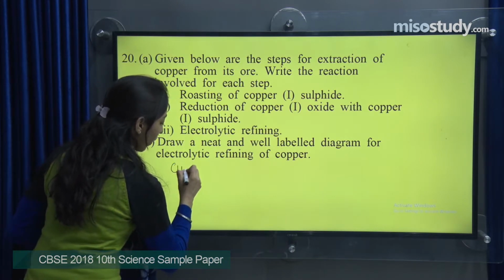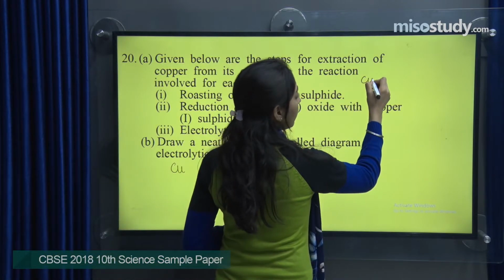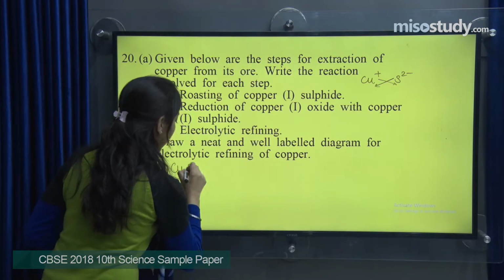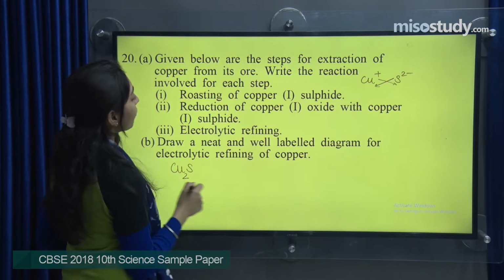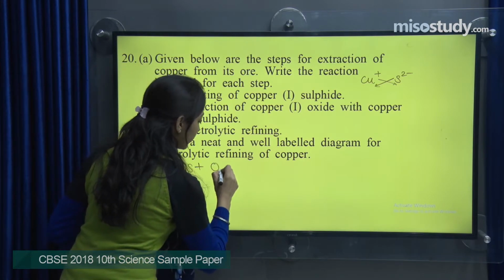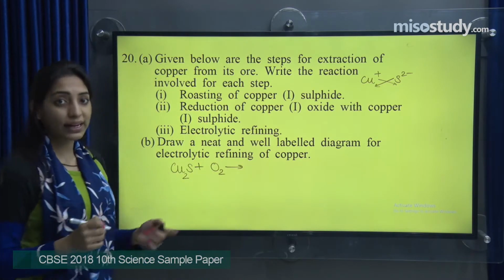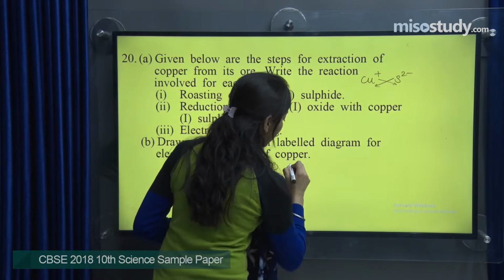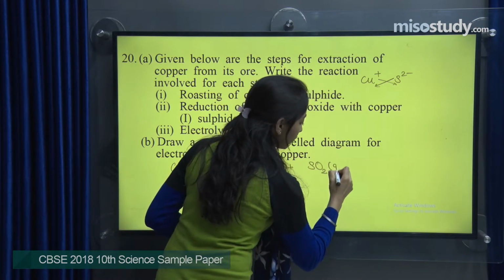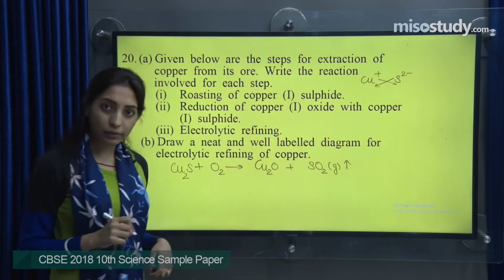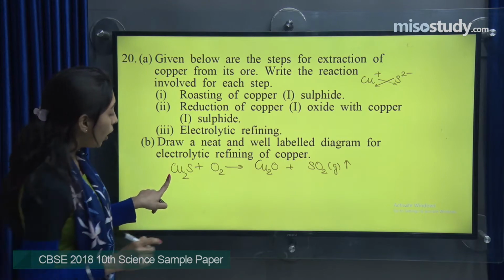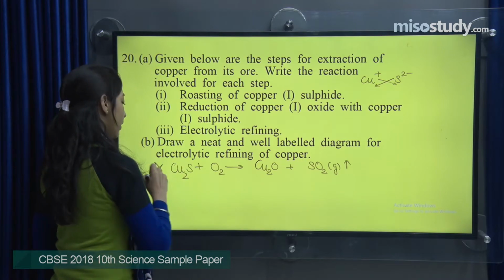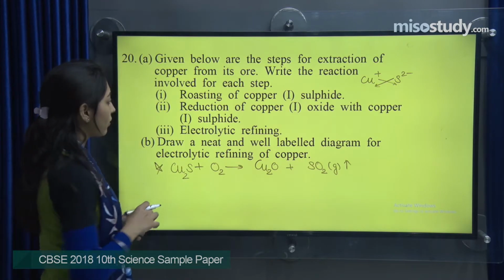Since it is copper 1 sulphide, you will write down the formula Cu+ S2-, so Cu2S. Copper 1 sulphide will now be treated with oxygen, which is roasting, and it will lead to the formation of copper oxide plus sulfur dioxide in the gaseous state. Let's write the balanced chemical equation. 2 copper, 1 sulfur, 2 oxygens, 2 oxygens. So this is the reaction for the first part.